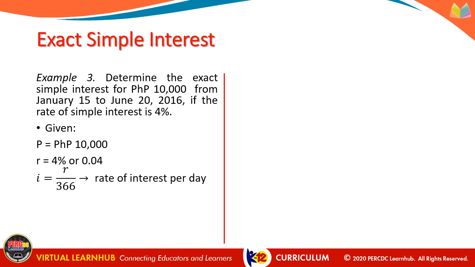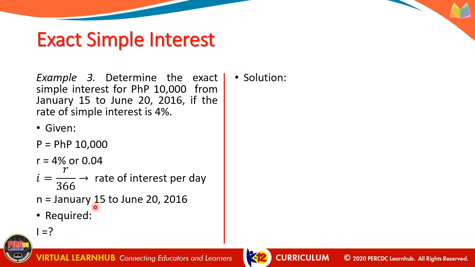interest per period, we're going to use R over 366. That is our rate of interest per day. And N is from January 15 to June 20, 2016. We are required to solve for the uppercase I, or the interest earned.